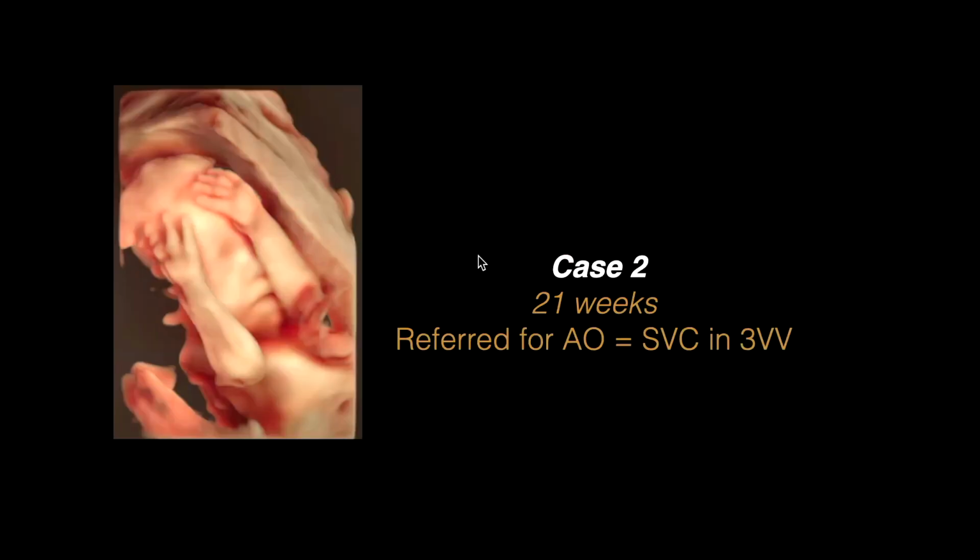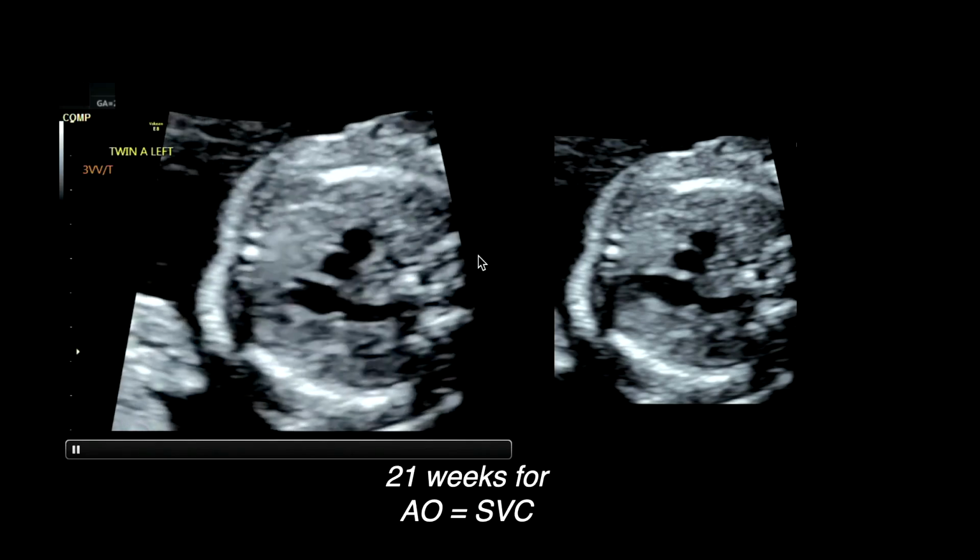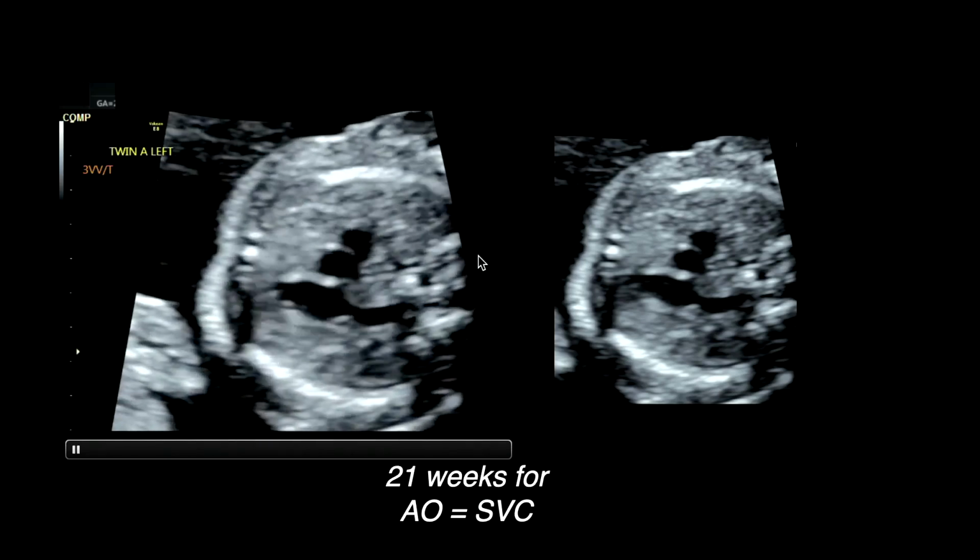Okay, so one more quick case for you. So this is another patient that came in at 21 weeks and was referred for an abnormal 3-vessel view. So the aorta was the same size as the SVC, they thought, at the plane of the 3-vessel view. Didn't see any other additional anomalies. So this is what the 3-vessel view looked like here.